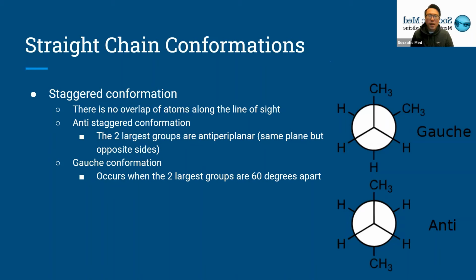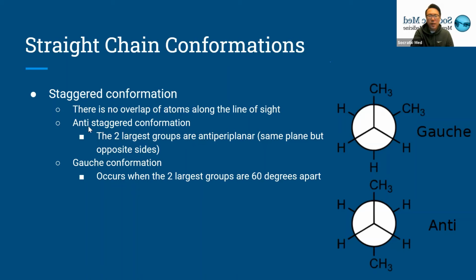So the first is a staggered conformation. This is when the substituents aren't directly on top of each other. They're separated from each other equidistant. So like I said, there's no overlap of the atoms along the line of sight in a Newman projection. Each substituent is in between the two substituents on the other side of the bond.